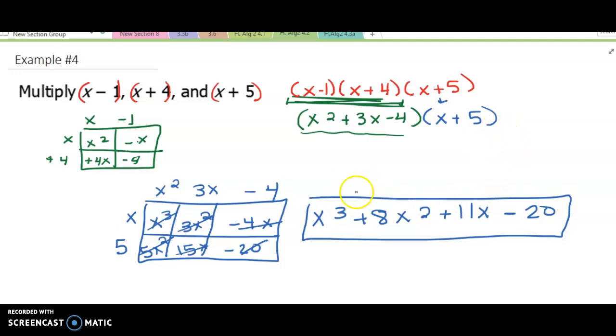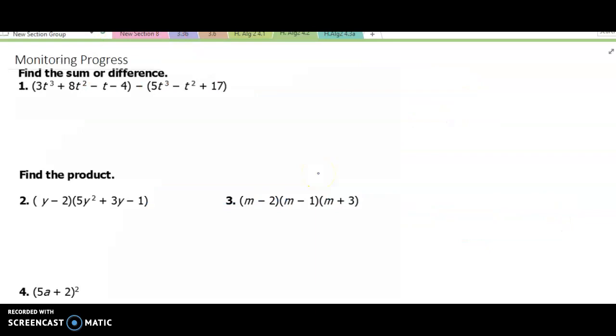Okay, so as you can probably see, this can get pretty messy pretty quick, especially if they're not as nice of polynomials. These are pretty nice, but ones that are a little bit messier could get pretty hairy pretty quick. Okay, so if you feel like you need more practice in any of these, please pause this, try the monitoring progress on your own, and then unpause it and we can go over it. If you're good with those, which they all should be review, so that's fine, you can go ahead and stop this video and then go on to the next one.